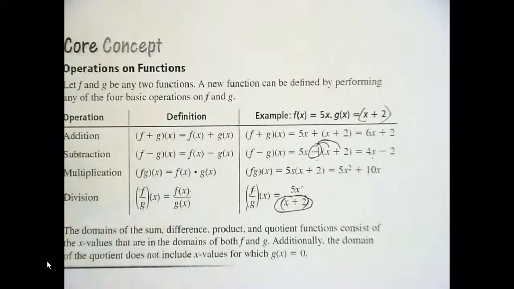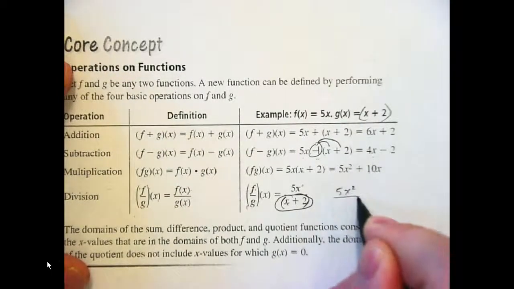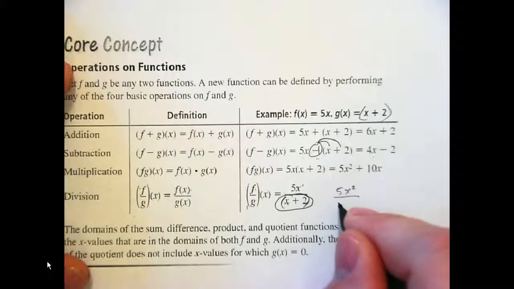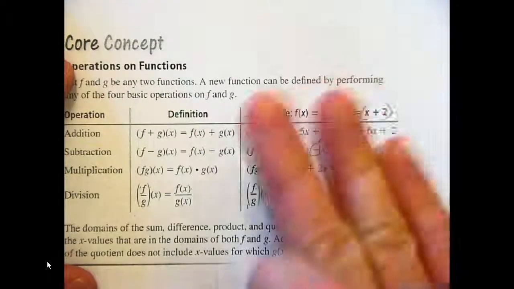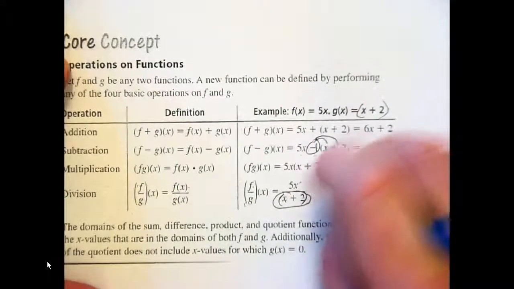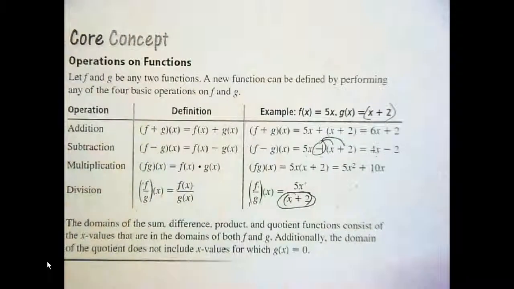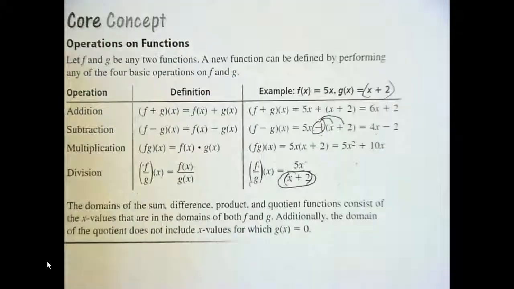Yes? What'd you say? 5x squared over x minus 2? Is that what you said? You could. It would make it more complex. You just leave it like that. Yeah. No, it didn't come from anywhere. She was just making up a problem. That thing that we just had, she just made up a problem. That doesn't exist. Okay. All right.